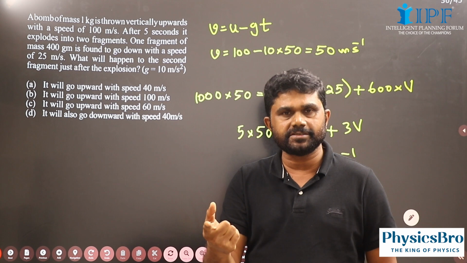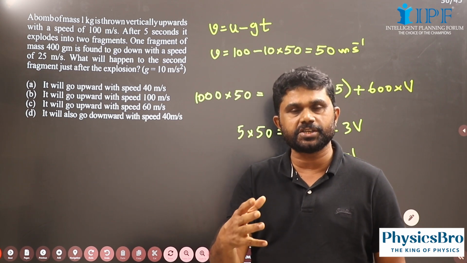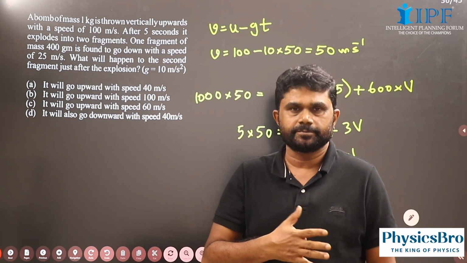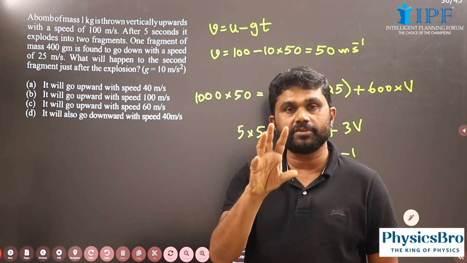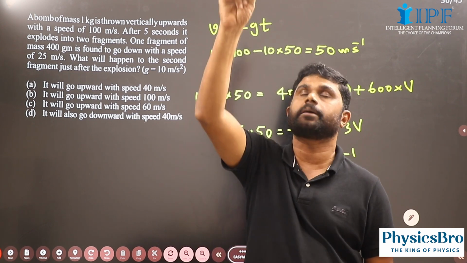So after 5 seconds, its velocity will decrease by 5 into 10, 50. Initial velocity was 100. After 5 seconds, its velocity will be only 50 meter per second in the upward direction.